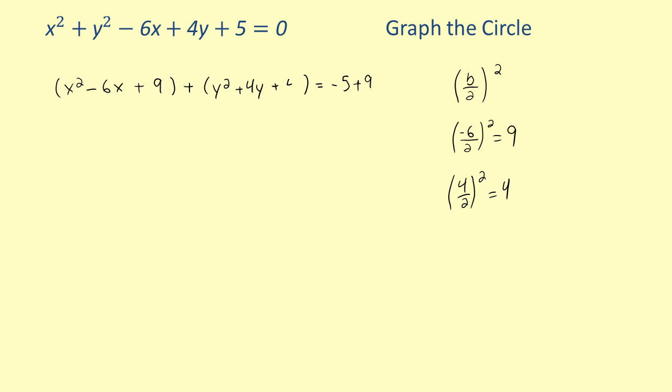Adding 4 appropriately gives us the quantity x squared minus 6x plus 9, plus the quantity y squared plus 4y plus 4 equals negative 5 plus 9 plus 4. Factoring the first set of parentheses gives the quantity x minus 3 squared. Factor the second set of parentheses and then add the quantity y plus 2 squared. Complete the equation by simplifying the right side.